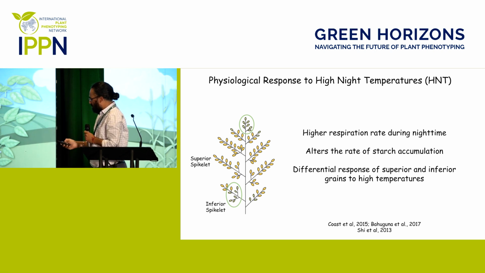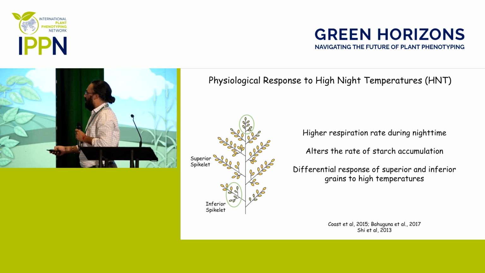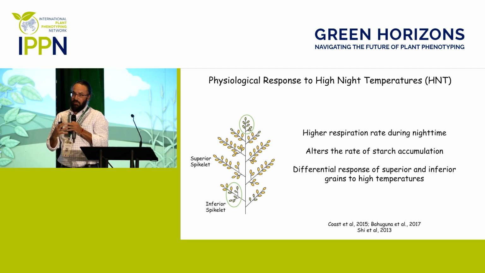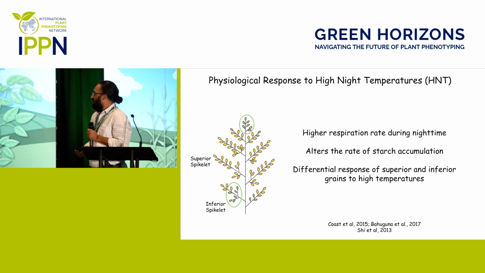So not only do you lose carbon, but the carbon that is packed, which is starch in primary form, in the rice endosperm, its rate of accumulation and how it is packaged is disturbed, which means that the seed actually becomes a little bit weak. So during milling, it could break more easily.